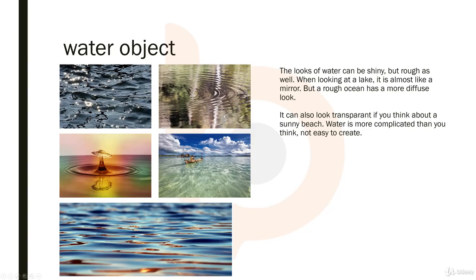So water can have all the different types of material looks, and it is not just about adding a glossy plane and making it a bit bumpy. That's not how water looks. We're not going to make water in this chapter, but I just wanted to show you that water has some very unique elements in how the material looks.